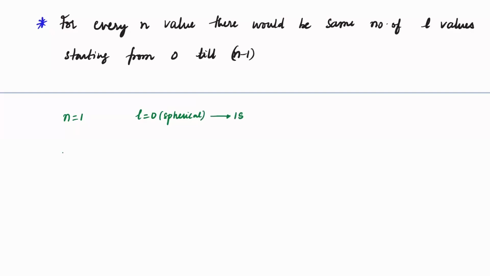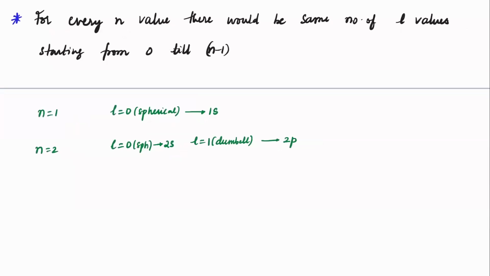If n is equal to 2, then we can have two different values: L is equal to 0 and L is equal to 1. L equal to 0 means spherical, and that spherical we represent as 2s. And L is equal to 1 represents that it is a dumbbell, and that is labeled as 2p. So 2p is the shape of that cloud. And these designated shapes are called subshells. So this is the 1s subshell, this is the 2p subshell, and this is the 2s subshell.